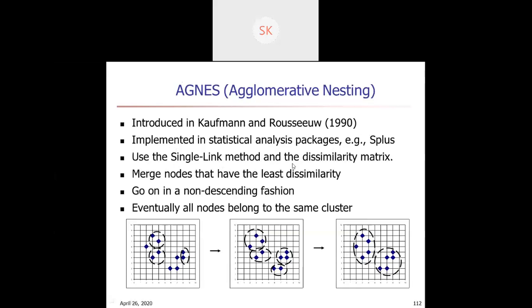It uses the single-link method and the dissimilarity matrix as the distance measurement computation. Merge the nodes that have the least dissimilarity. Go on in a non-descending fashion. Eventually, all nodes belong to the same cluster.